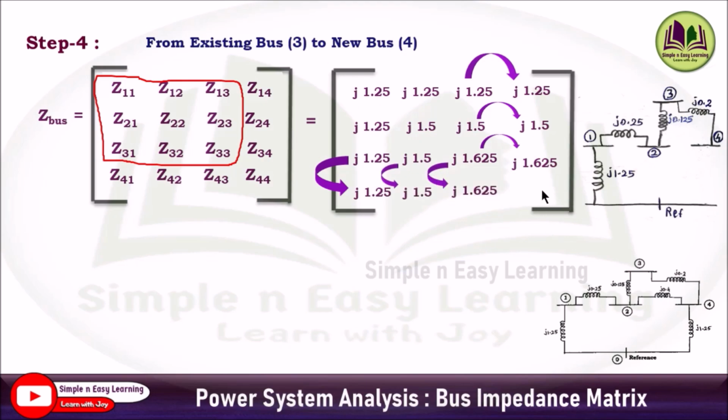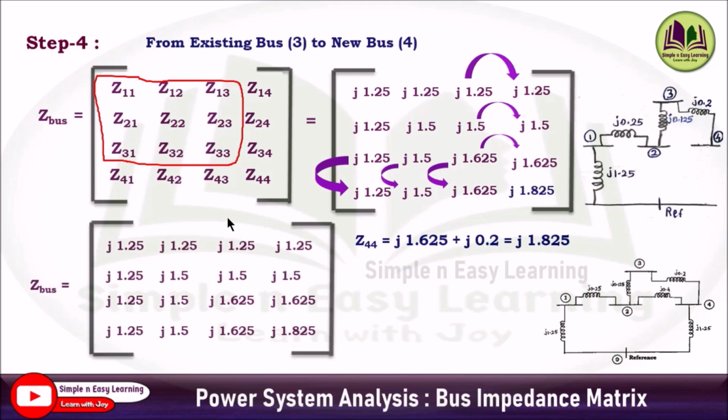The final value Z44 will be equal to the previous value, either from Z34 or Z43. You can take J1.625 plus the new reactance which we consider in this step, J0.2. If you add, you will be getting J1.825. Substitute here, you will be getting the 4 cross 4 matrix at the end of step 4.